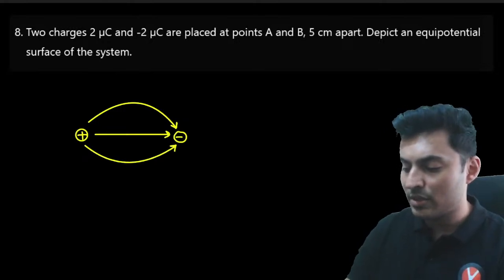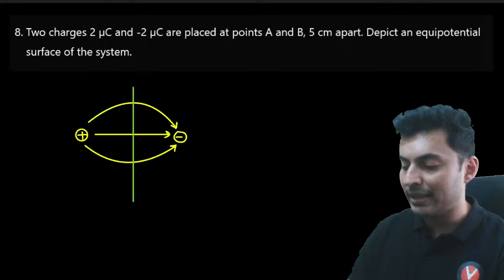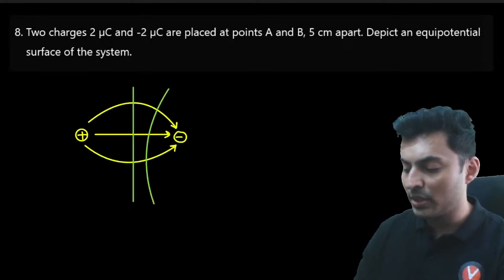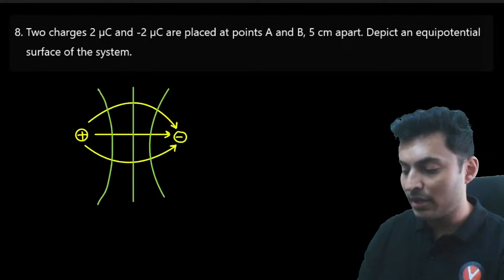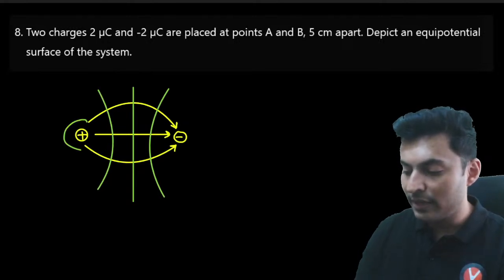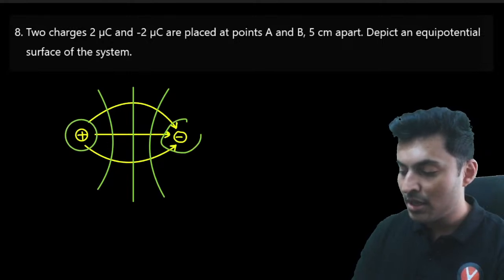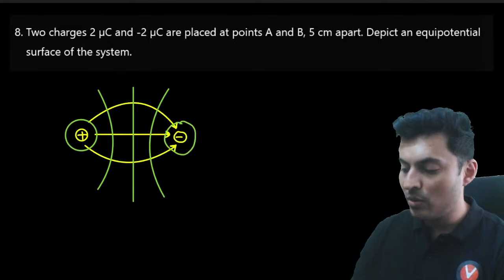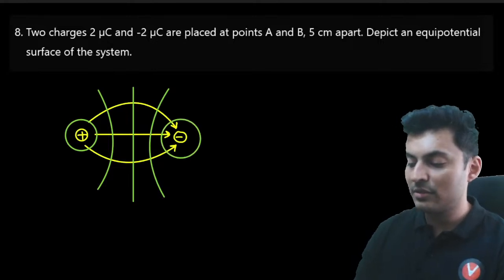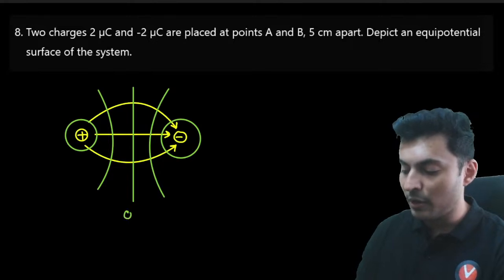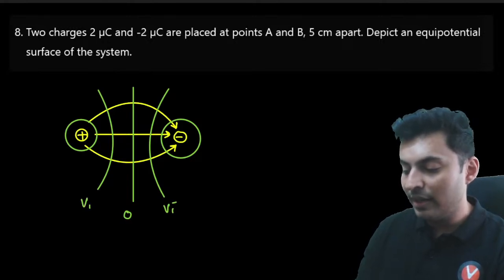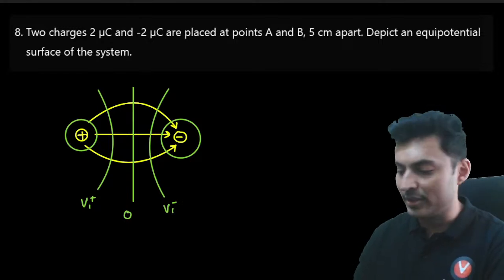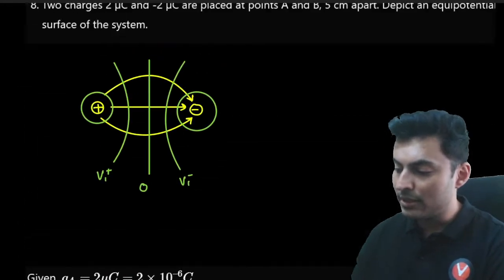How will the equipotential lines go? They will always be perpendicular to the field lines like that. So make sure you show them properly like this. These are your equipotential surfaces. And when you are very close, it will be circular in nature. Okay. So this is how the equipotential surfaces will look. This will be 0 volts. This will be V1, V2, V3 on this side towards the negative side, and V1, V2, V3 like that for the positive side. That's all.